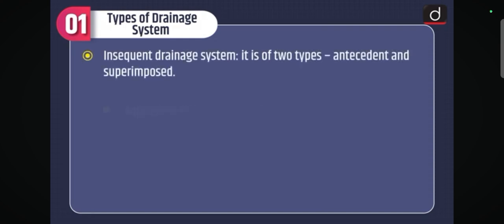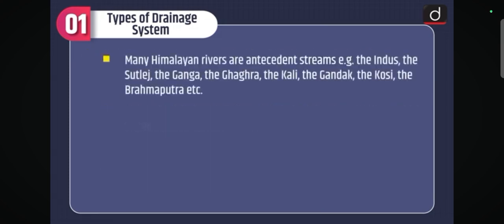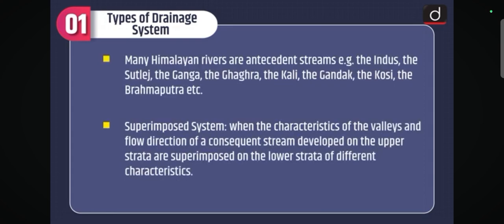Second is insequent drainage system. It is of two types, antecedent and superimposed. Antecedent drainage system: antecedent streams are those which originated prior to the upliftment of the land surface. Examples are found in almost all of the folded mountains of the world. Many Himalayan rivers are antecedent streams. Example, the Indus, the Satluj, the Ganga, the Ghagra, the Kali, the Gandak, the Kosi, the Brahmaputra, etc.